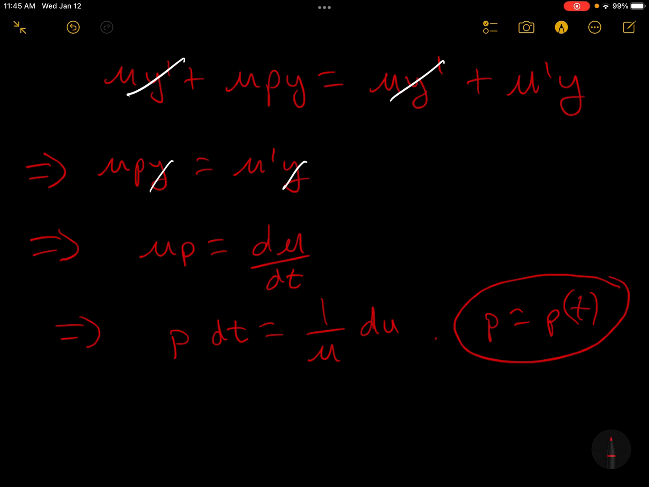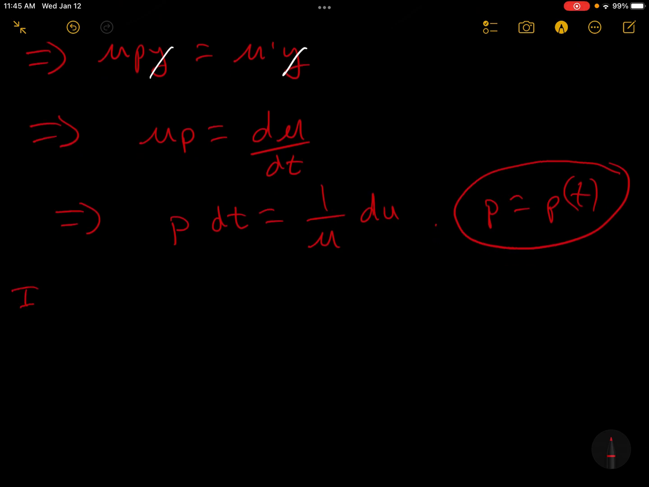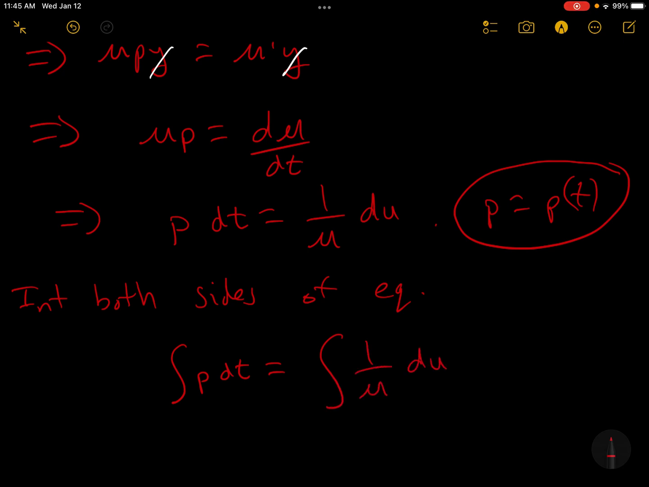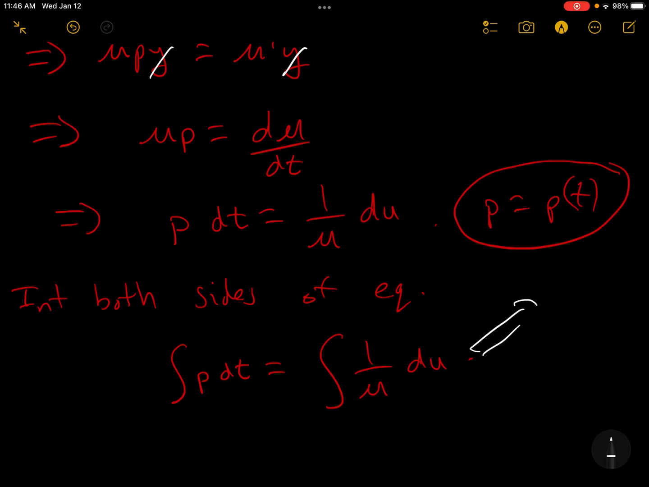All right, well, everything on the left is in terms of t and everything on the right is in terms of mu, so integrate both sides. So we have the integral of p dt equals the integral of 1 over mu d mu. And let's keep in mind what we're doing here. We're trying to solve for mu. So over here in our brain bubble, remember we're trying to get a solution for mu.